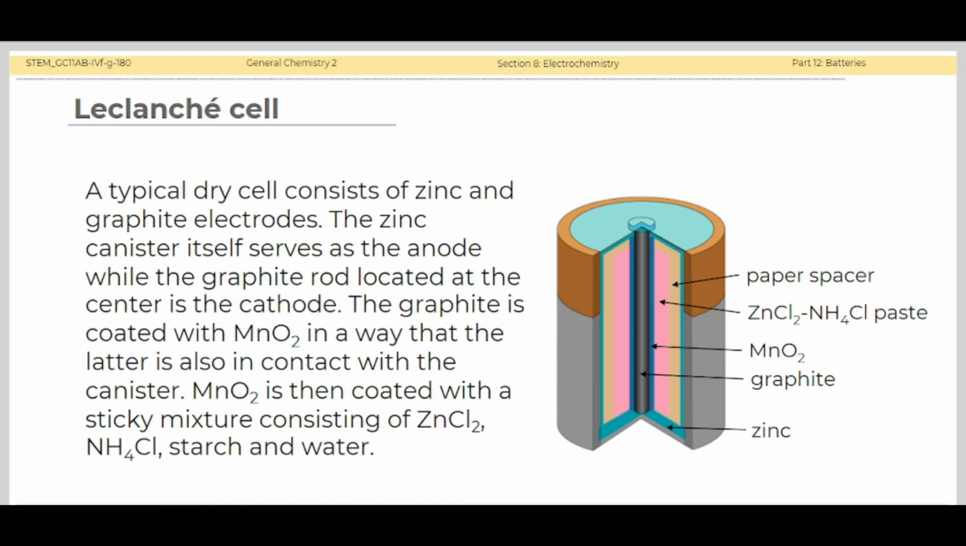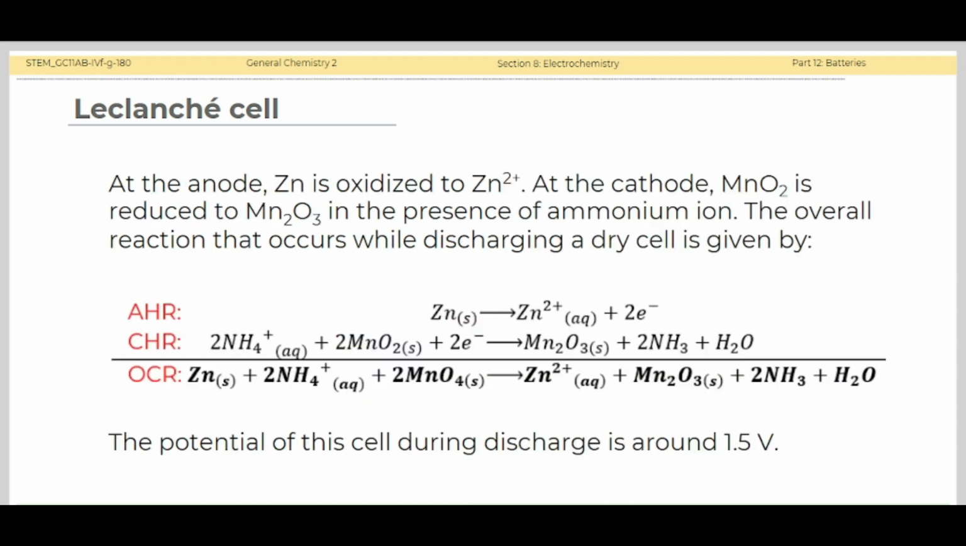Manganese(IV) oxide is coated with a sticky mixture consisting of zinc chloride, ammonium chloride, starch, and water. A layer of paper covers the space to prevent direct contact with the canister.